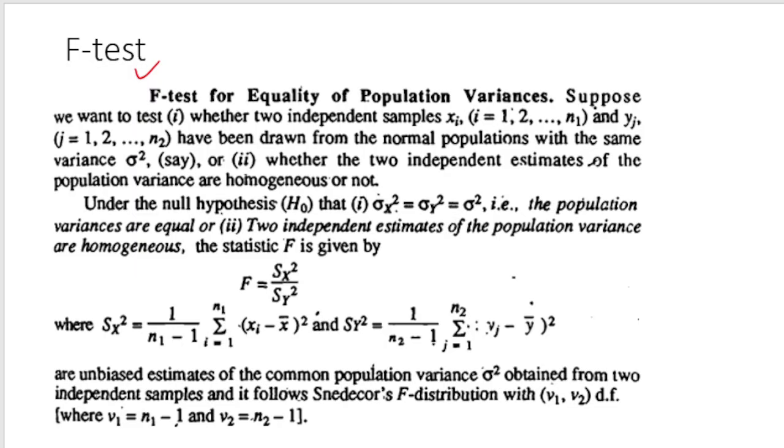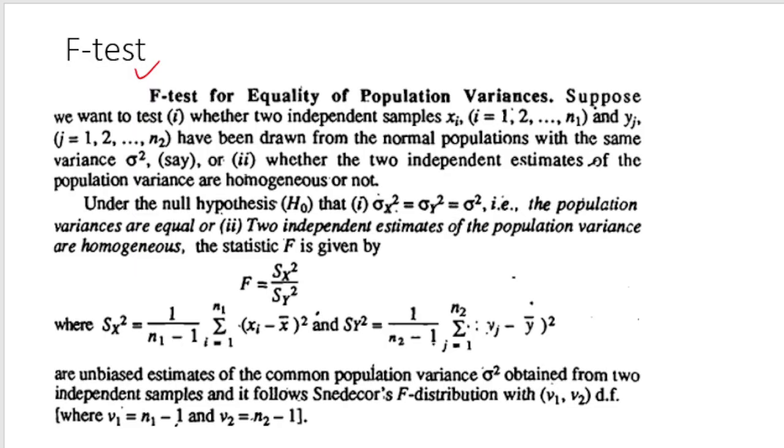Here we use F-test to test that suppose we have two independent samples that I have drawn from the normal population, right? And we want to test whether these two samples can be assumed to be taken from the same normal population with the same variance. I repeat it, that F-test is used to test that the two samples that we have, can it be assumed to have been taken from the population with the same variance.